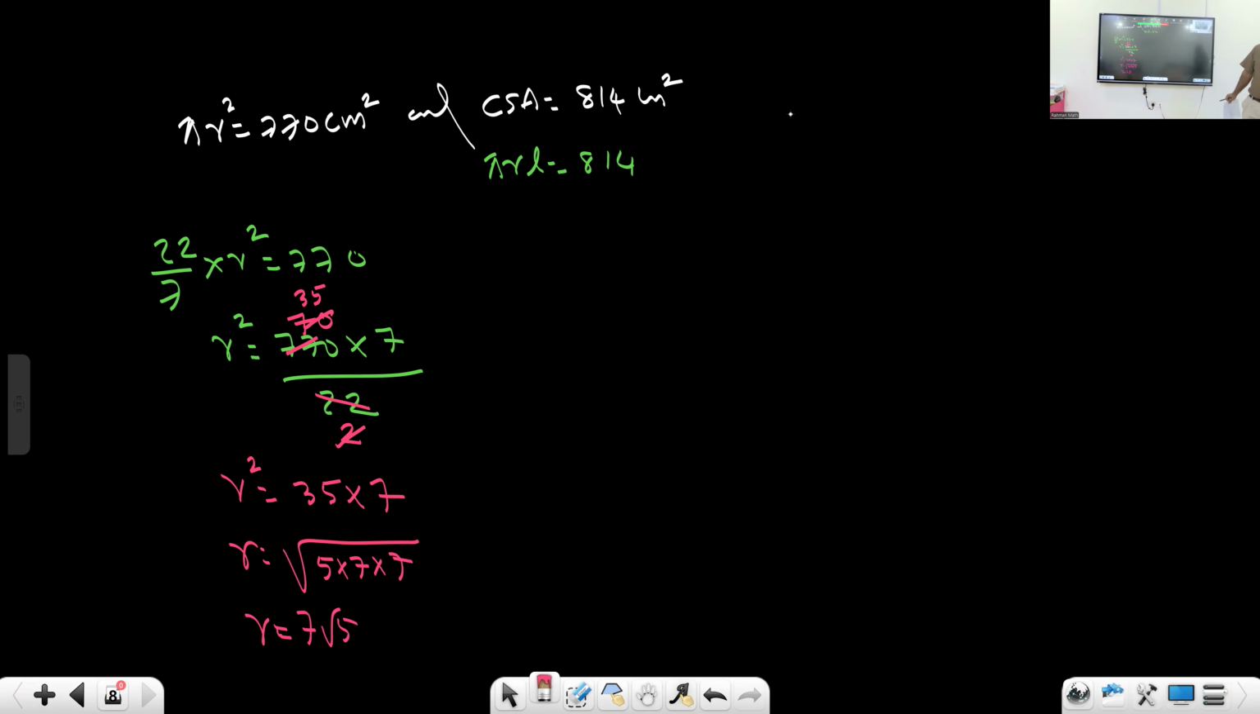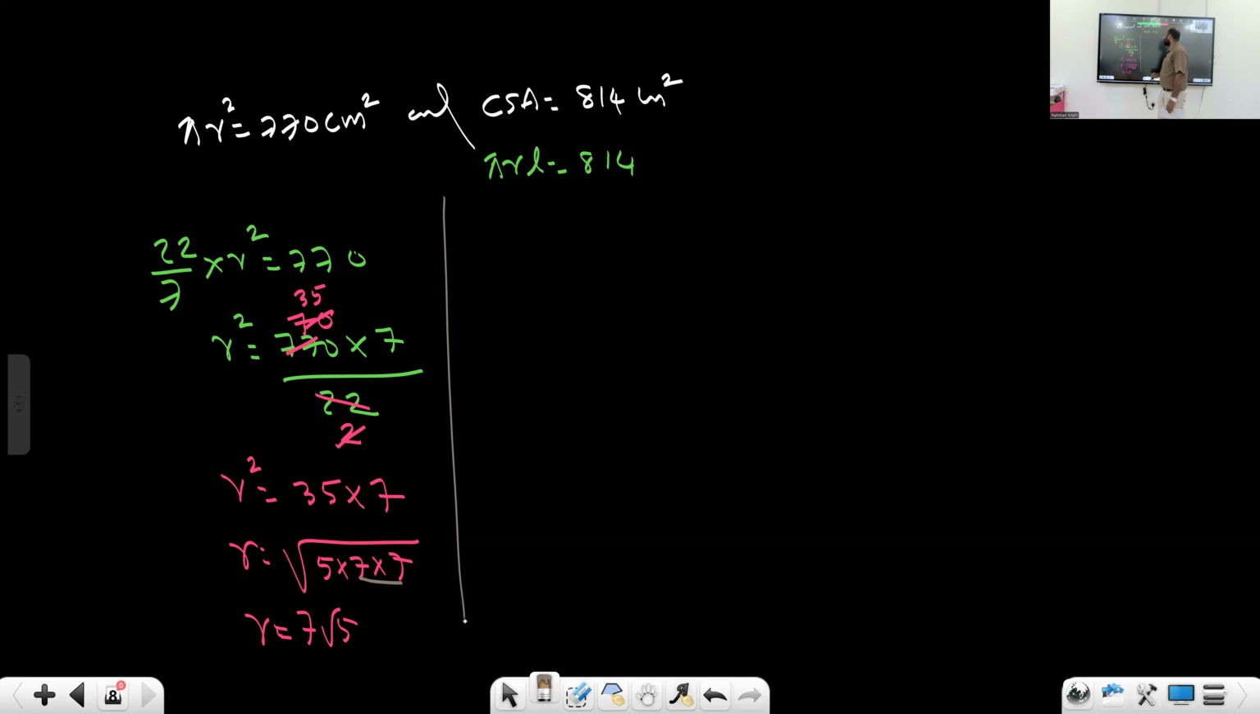35 I wrote is 7 into 5. Correct, you know, calculation. I will find a square root. A number should be repeated how many times? Twice. So once 7 came out, so R equal to 7 root 5. Is it? 7 root 5.